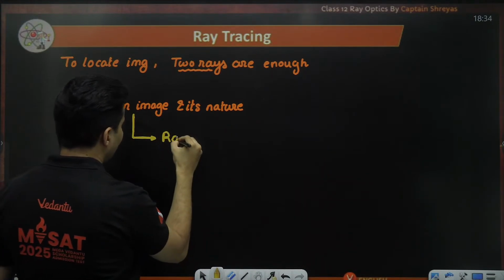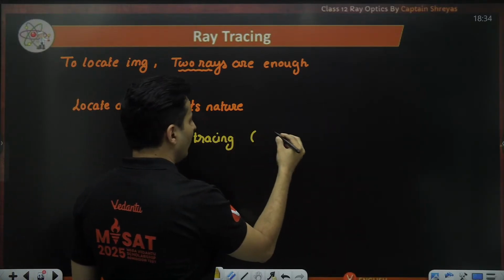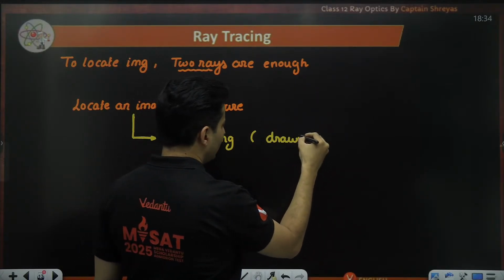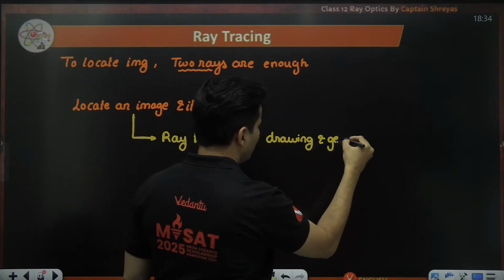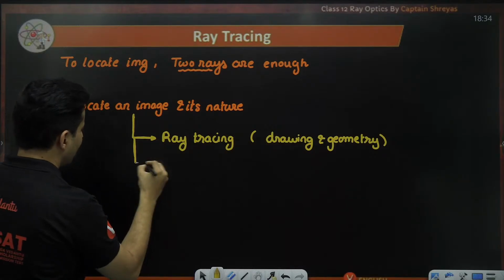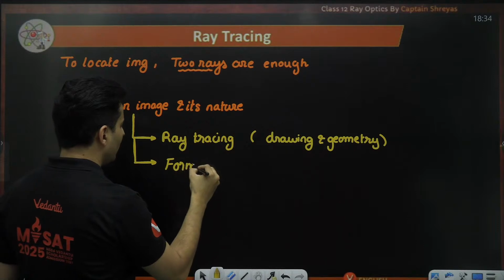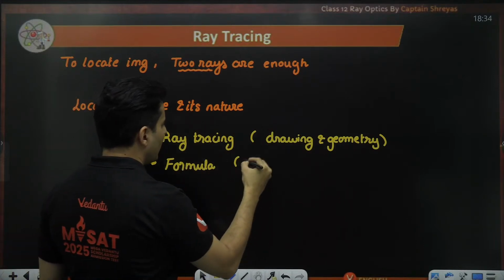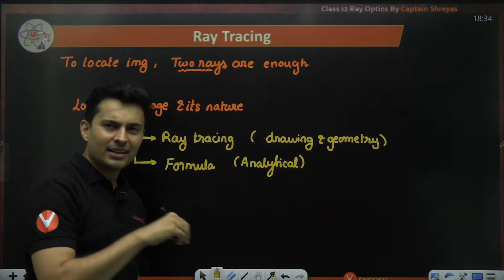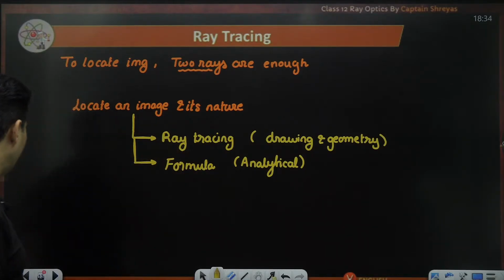One is using the ray tracing method, where you will be seeing the rules. This is more geometrical, or I would say by drawing and some kind of geometry. But if you are not interested in that, the second best method, which is what we'll be using most often, is using the formulas, the mirror formula. This is basically your analytical method, algebraic method, where formulas are there. You put the values and you get the answer. First we'll be seeing ray tracing, then we'll go to the formula method also.